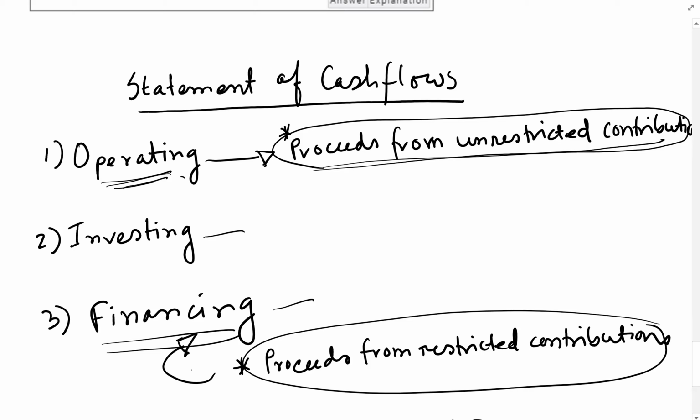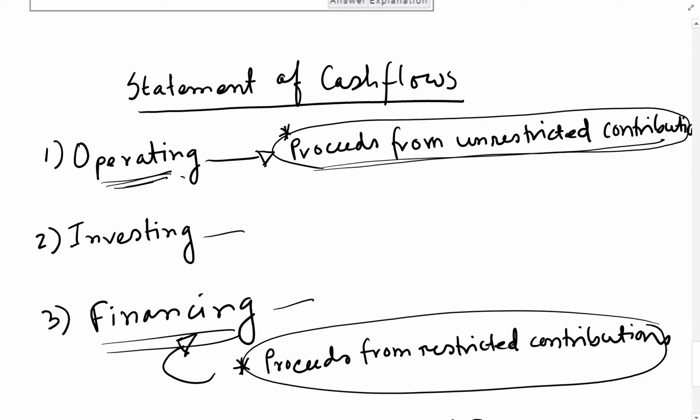So as a summary, remember that not-for-profit organizations will prepare the statement of cash flows, and they will show all of their operational activities, and that usually will reflect the changes in their current assets and liabilities. But you have to remember, if you receive any contribution without restrictions, which we used to call unrestricted net assets or unrestricted contribution, that will be under the operating part.